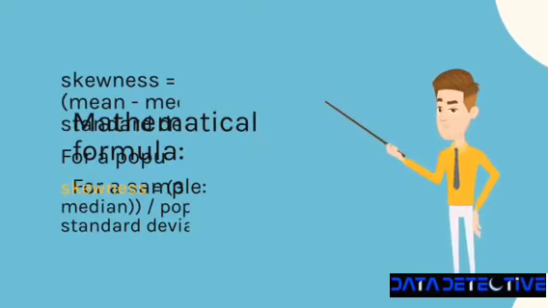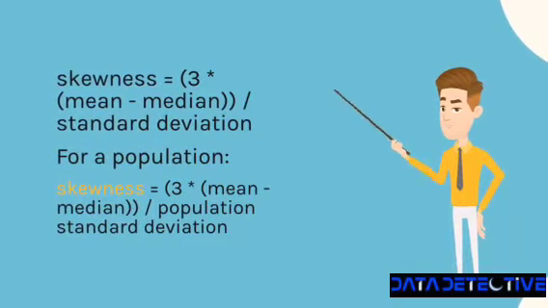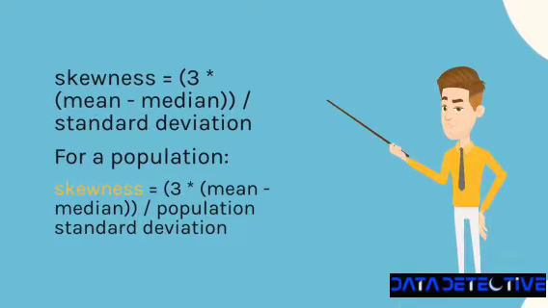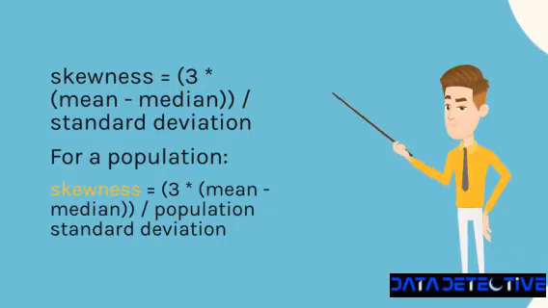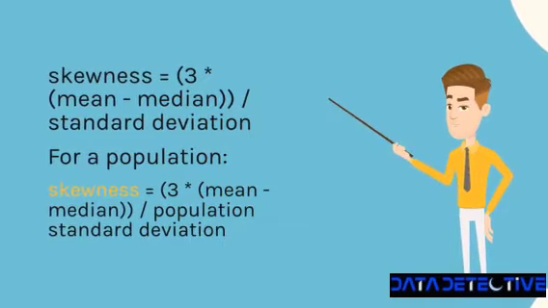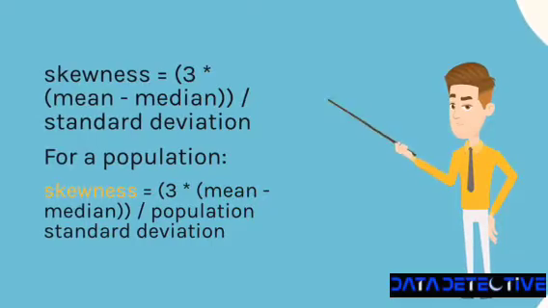Mathematical formula: for a sample, skewness equals 3 times (mean minus median) divided by the standard deviation. For a population, skewness equals 3 times (mean minus median) divided by the population standard deviation.